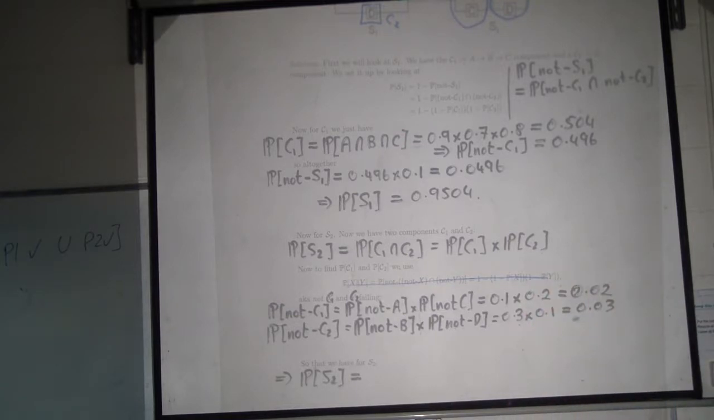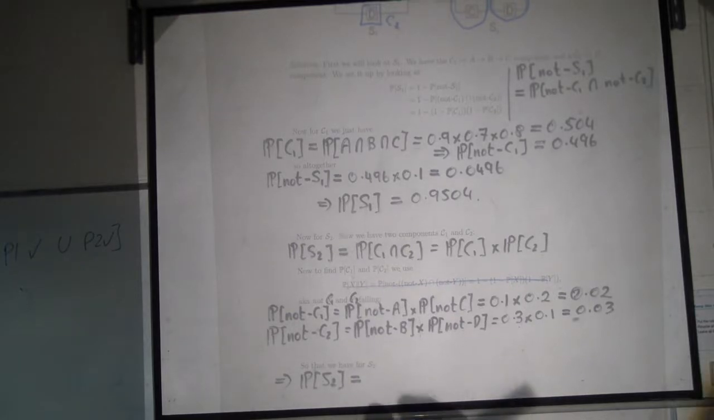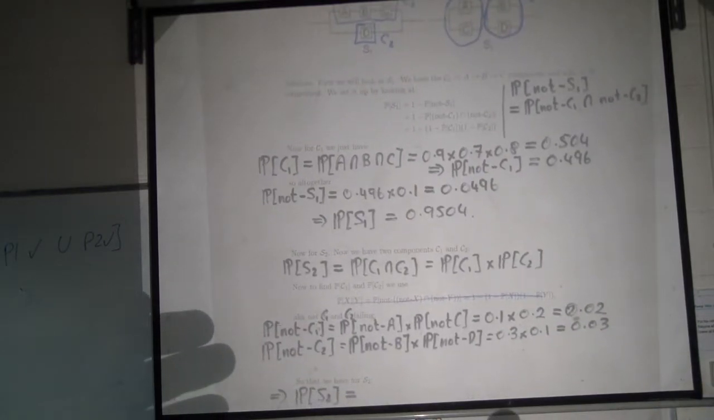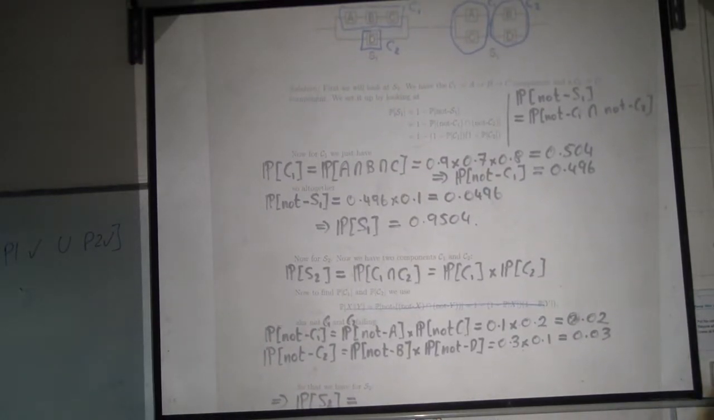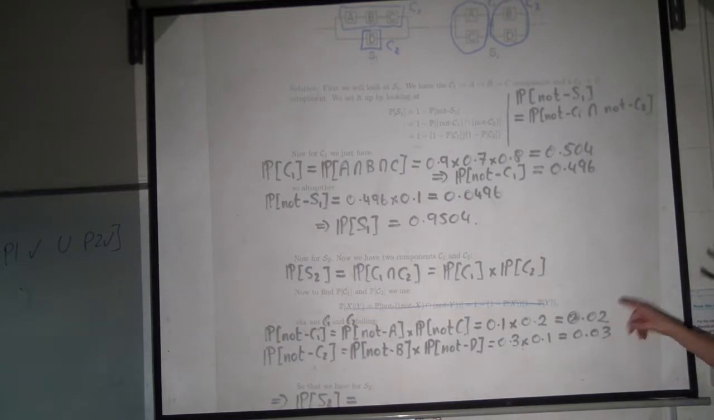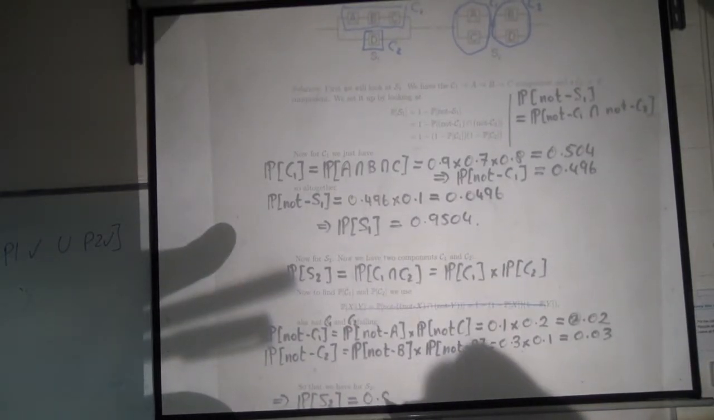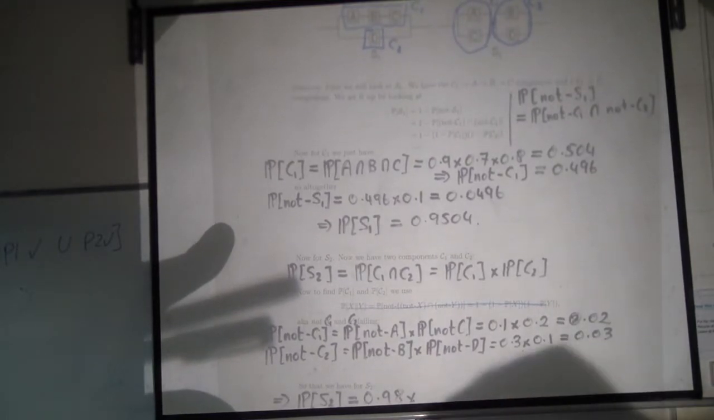So the second system is reliable if the first one is and the second one is. What's the probability that the first component, I should say, is reliable? 0.98. How did you get that? 1 minus 0.02. So this probability that the first component fails, 2%, so it's 98% is the probability that it works. And you also need the second component to work, which should be 97%.